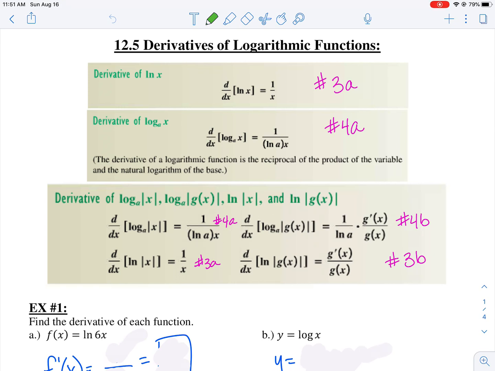However, I will give you the exponential rules that we did in the last section, 12.4, and now I'm going to give you the log and the natural log rules. So you'll see the formula sheet on Canvas also, so you can check that out to see which rules are and are not going to be provided to you on exam day, okay?